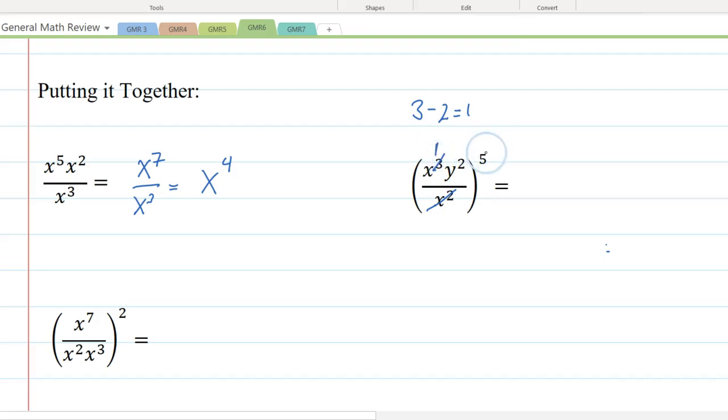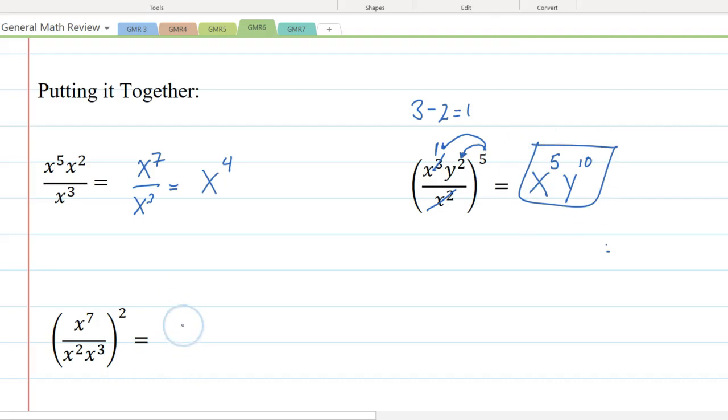Now I distribute the 5 in. 5 times 2, 5 times 1. The reason we're multiplying is because when we raise a power to a power, we multiply. That gives us x to the power of 1 times 5, which is 5, and y to the power of 2 times 5, which is 10.